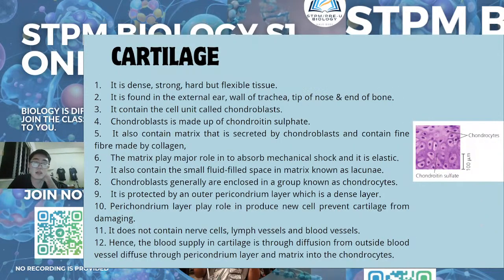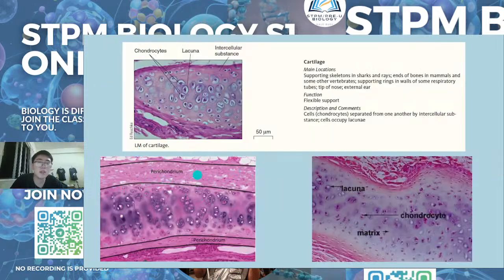So cartilage is simpler lah compared to the bone. Dia tak ada complicated like the bone. Bone we have 3 types of cells. But for cartilage, we only have 1 type of cell, which is chondrocyte, and this chondrocyte is made up of chondroitin sulfate. And then within the cartilage, we also have the matrix. So normally matrix ni dia play major role to absorb mechanical shock lah. And it is very elastic. And also we have the perichondrium layer, which normally protects the cartilage. Okay, so the main locations, you see here, are the end of the bone, and also supporting the wall of some respiratory tubes, the tip of the nose and the external ear.